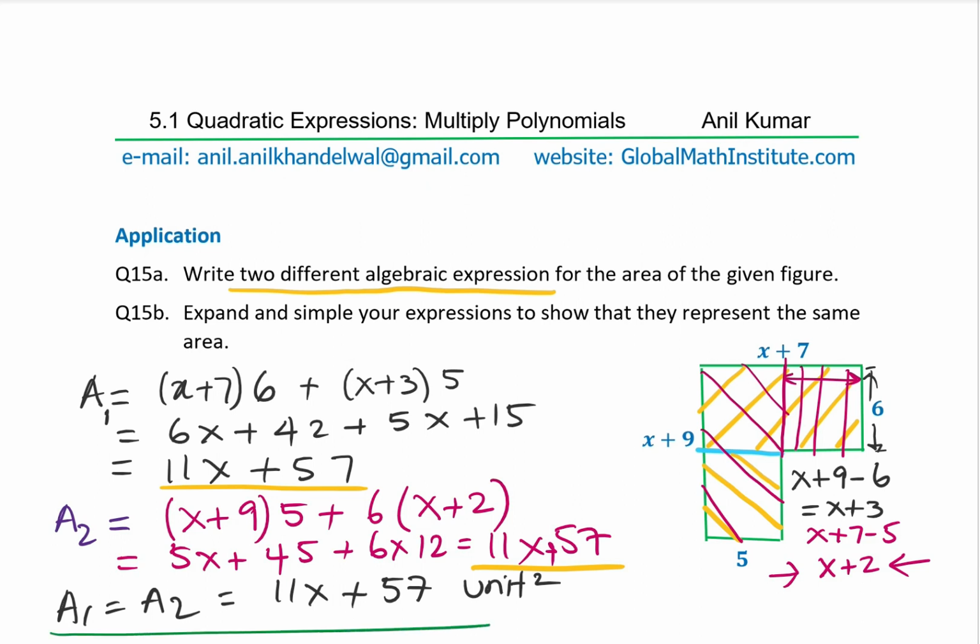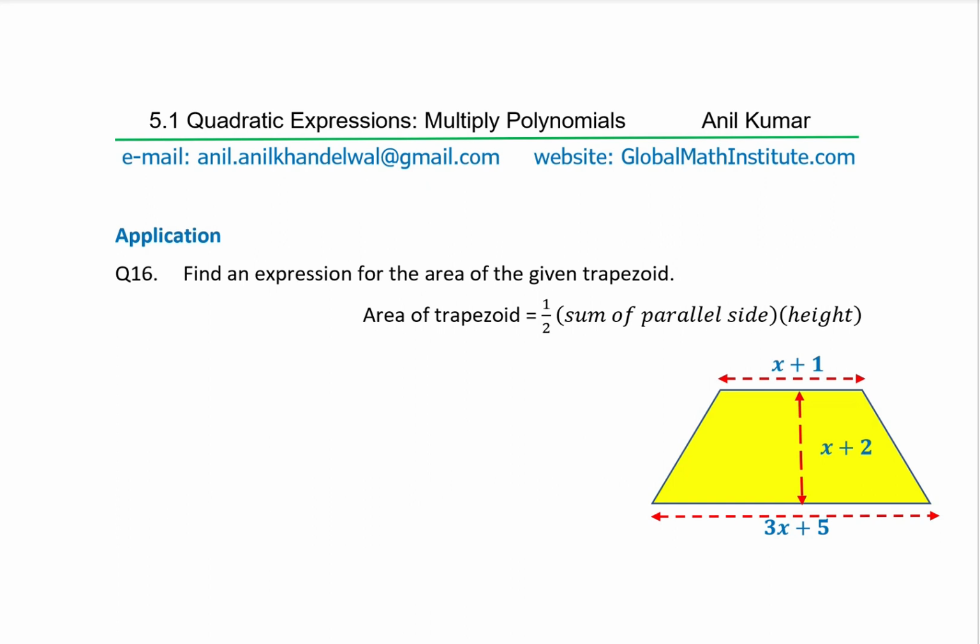Let's take up the last question here, which is to find an expression for the area of the given trapezoid. Area of a trapezoid is half the sum of parallel sides times height. So that is given to you. You are given expressions for the side lengths and the height. I'd like you to pause the video and answer this question. Let's write down the expression.